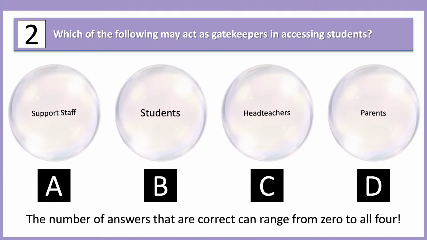Okay, Jack's gone with C, D. Abigail, C, D, and A. Not many people think the students are gatekeepers. It's hard to gatekeep yourself, isn't it? And that's kind of the point. If we look at the answer, please, Jim.